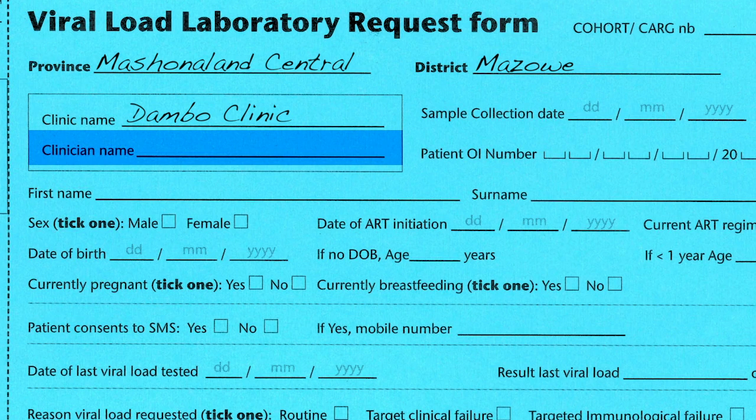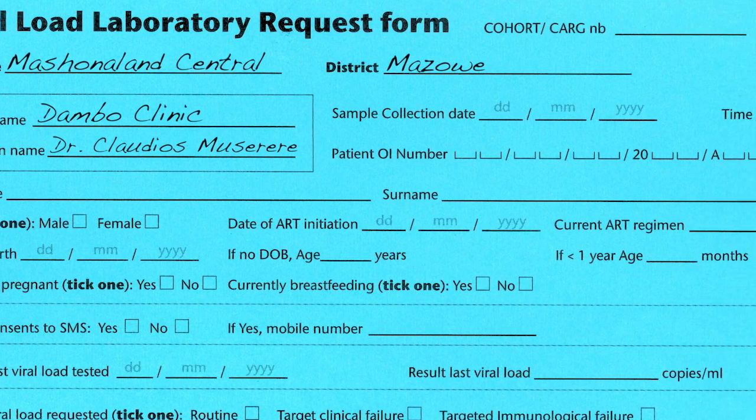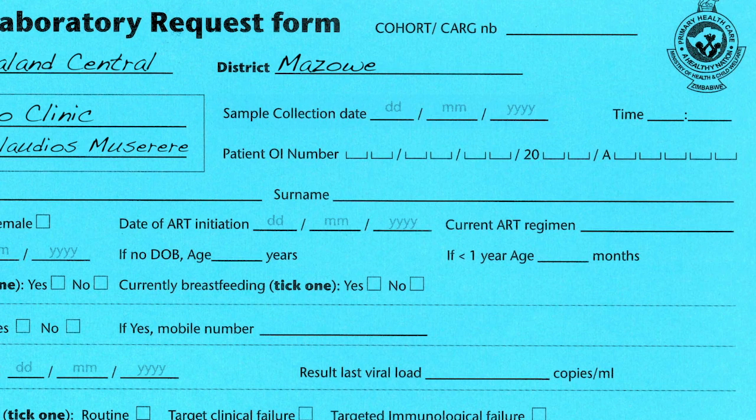Write the name of the clinician who ordered or carried out the test in the clinician name field. For example, Dr. Claudius Muserere ordered a viral load test for this patient, but he didn't actually draw the blood sample. Enter the date that you collect the sample using the format on the form. Let's say you're drawing a sample for Dr. Muserere's patient on 4 September 2017.